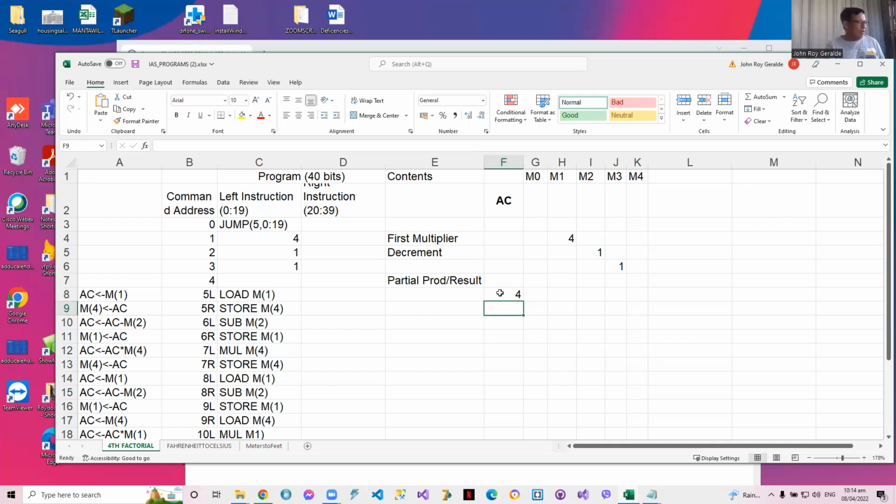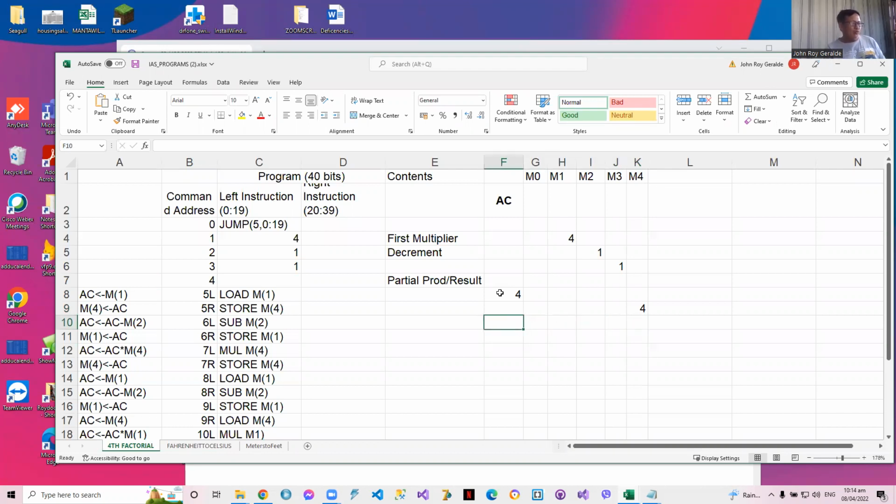And then store M4, which means that what is in the accumulator will be stored to M4. So where will the value 4 go? The M4 becomes 4. It's just like the analytical engine. So there's the evolution.